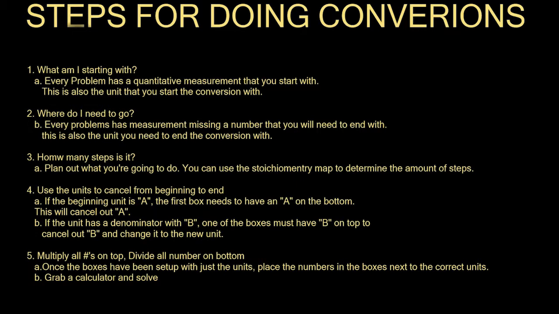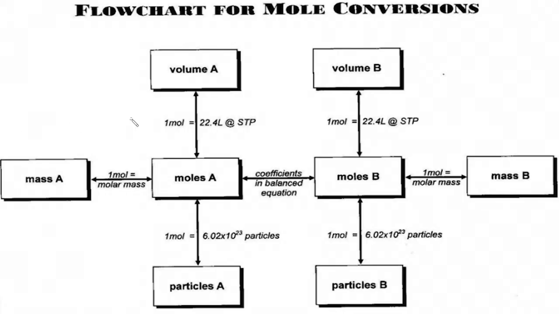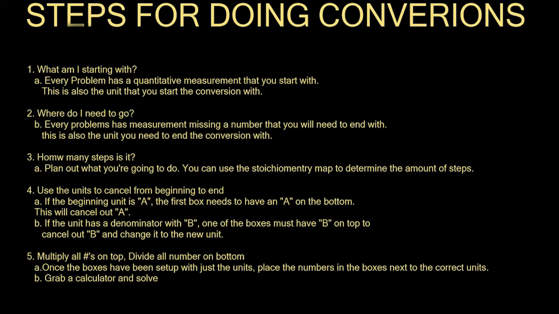You need to plan out how many steps you're going to use in your conversion. For this, you can use a stoichiometry map to see how many steps it will take to solve the conversion. The stoichiometry map shows you how to go from mass to moles, volume to moles, and also the reverse way, and shows you the numbers that you need to use to get to each unit. The first step is to use the units to cancel from beginning to end.